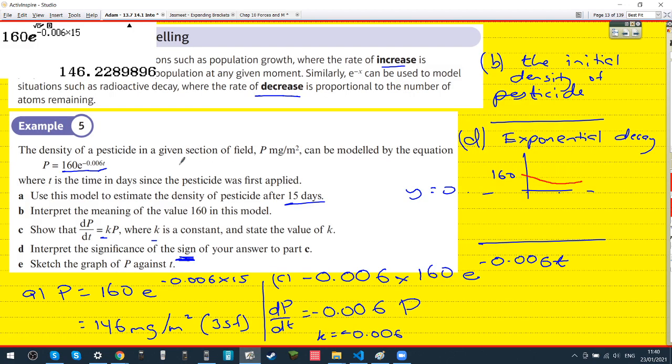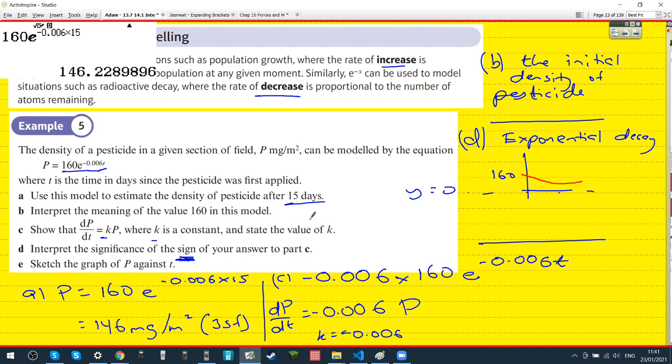After 15 days, sub 15 for t. This is a formula for finding the density of pesticide after a certain amount of time. The significance of 160 is the initial density of pesticide, because that's when time is 0. For dP by dt, you just do the working out and then replace this bit with P. So if you want to find the derivative at any point, like the rate of decrease, it's just the current amount times minus 0.006, and that's significantly easier to work with.